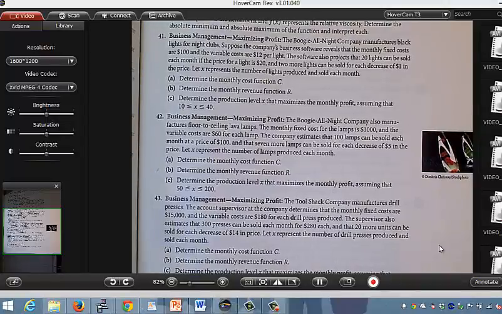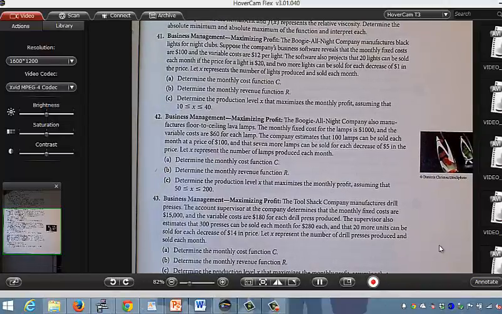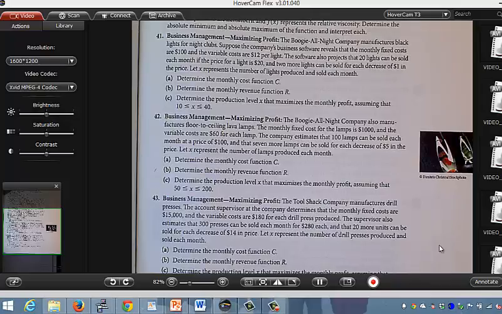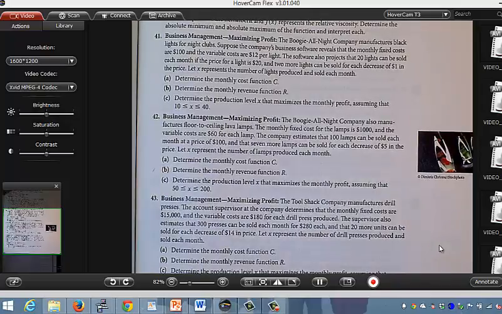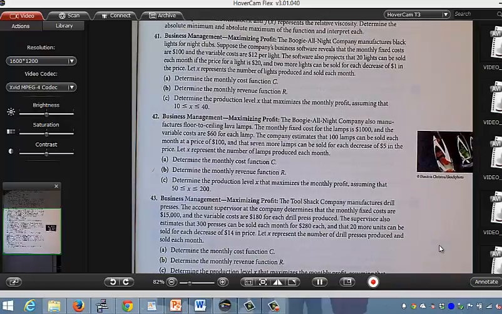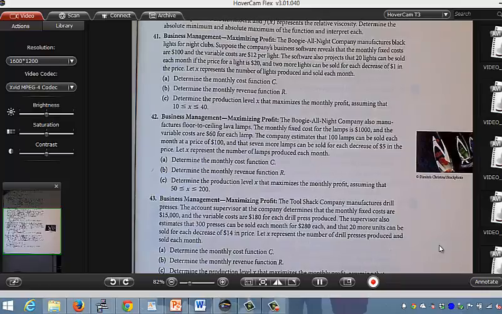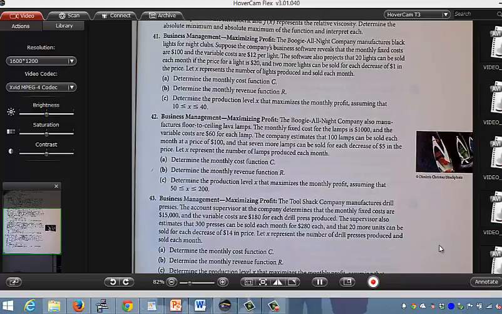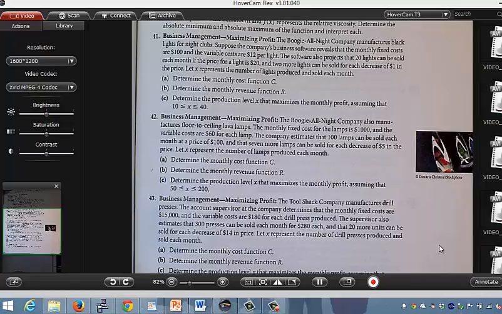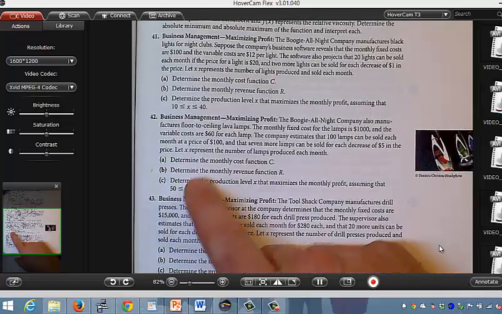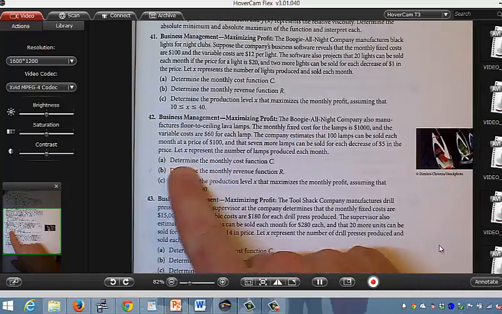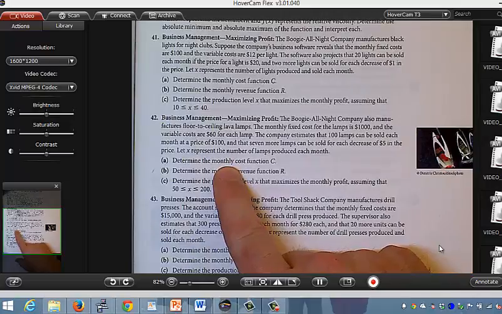Boogie lamp problem, right? Number 42. Floor-to-ceiling lava lamps. We have a little lava lamp down our basement, but nothing like that. It says the fixed cost for the lamps is $1,000. The variable costs are $60 for each lamp. And so that first sentence is going to help you with part A, the monthly cost function.